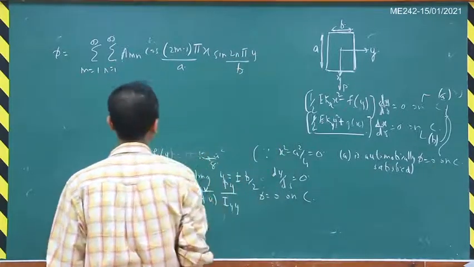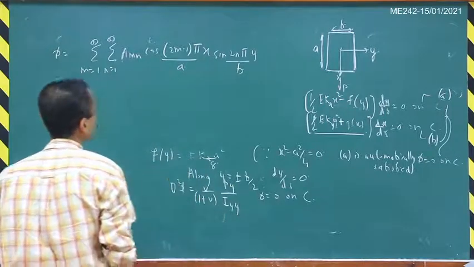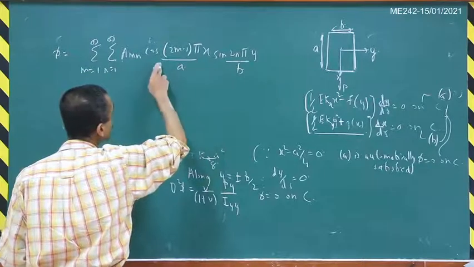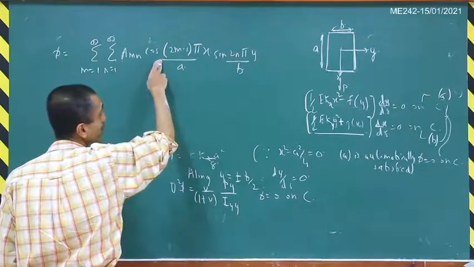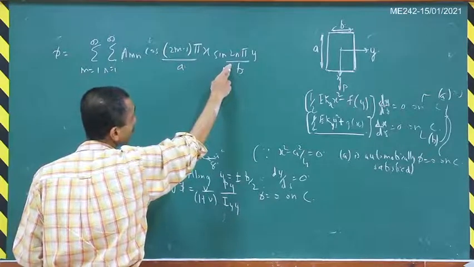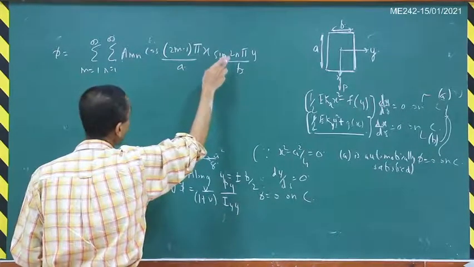What is the motivation in choosing this? First of all, you will see that if you substitute x equal to plus minus a by 2, you will get phi equal to 0, correct? Similarly, if you substitute y equal to plus minus b by 2, you will get that phi is equal to 0.